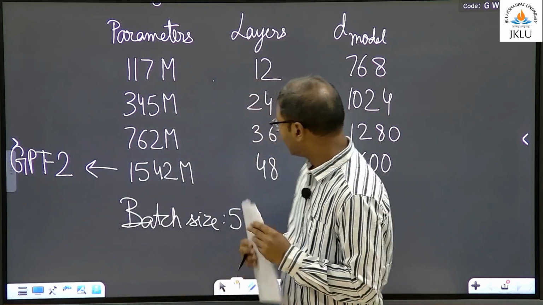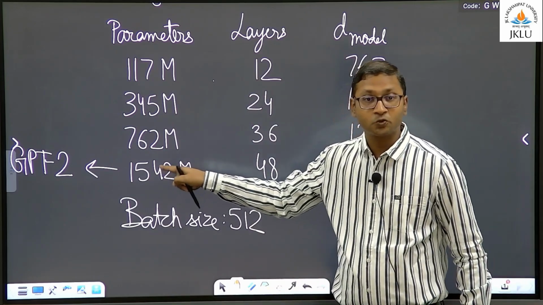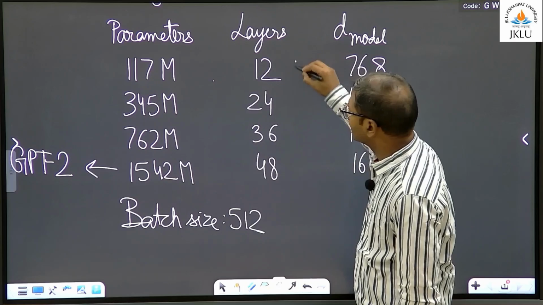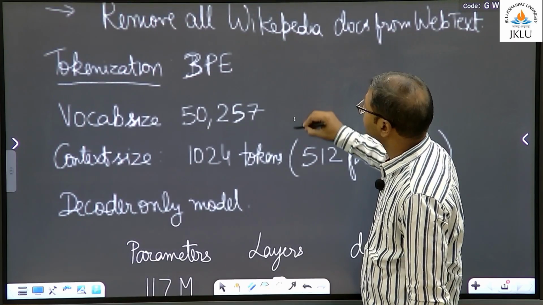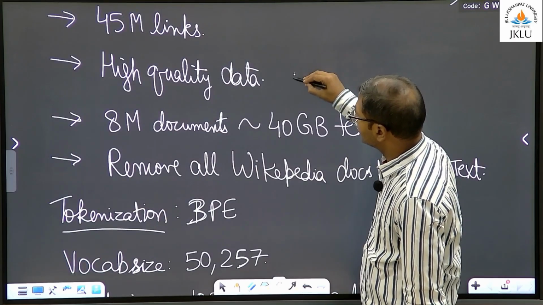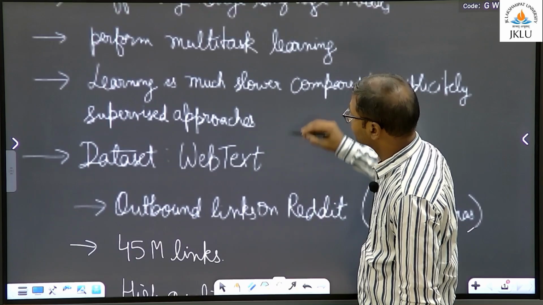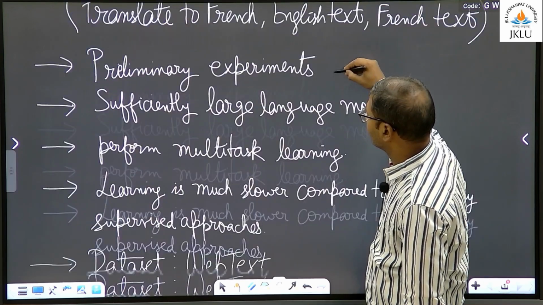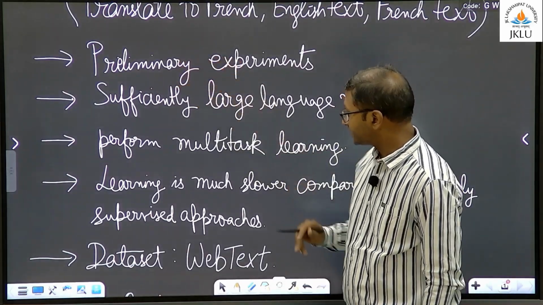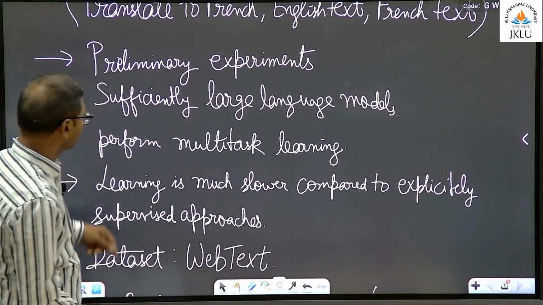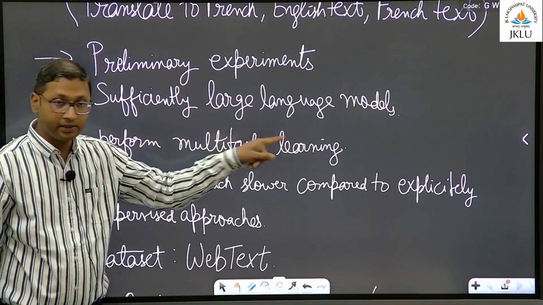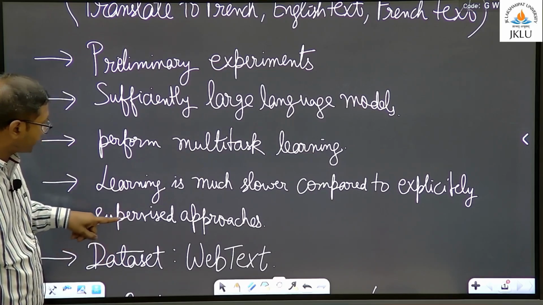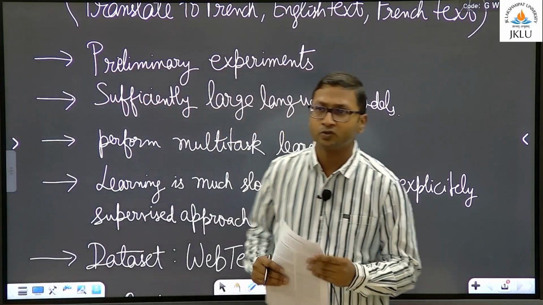And then they are able to show that this works really well, and they basically validate these claims that they had before, that this is what we want to do. So even though these are preliminary experiments, they are still able to perform multitask learning. Sufficiently large language models, one topic is remaining, I will come back to that, and learning is much slower because you have so many parameters.